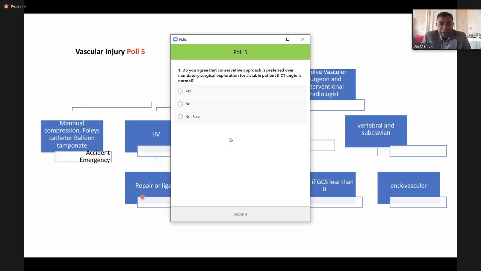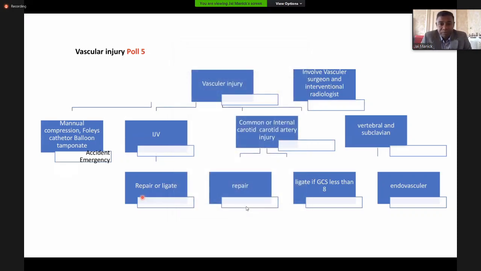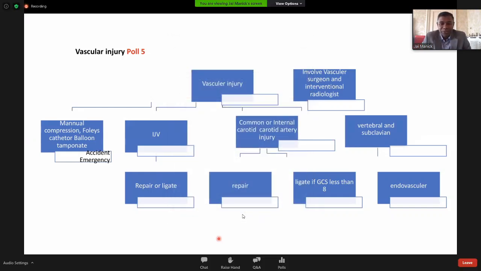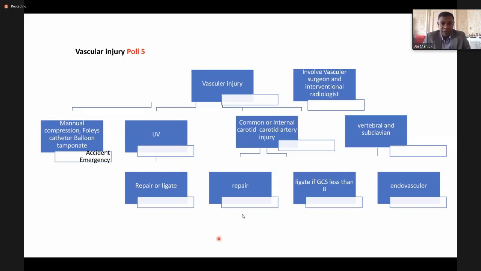For a stable patient with a normal CT angio, I think we discussed this as well. Yes, no, or not sure. Let's see the answer. Yes, that's very good. I think already they are following my lecture. I'm very glad. I think 86% said yes. That's absolutely correct. I'm very pleased. Okay, that's great. Let's go to the next.